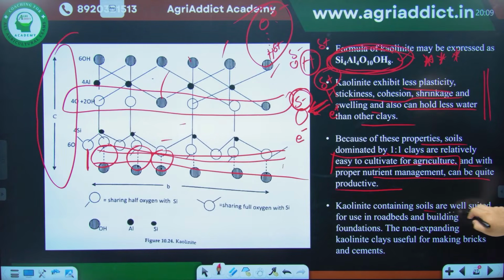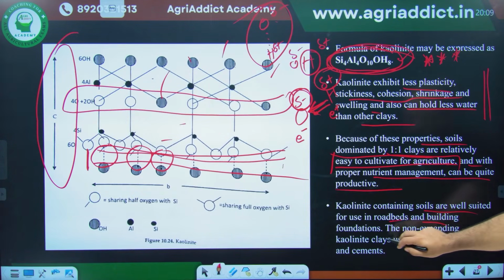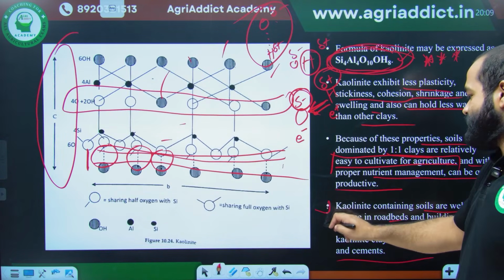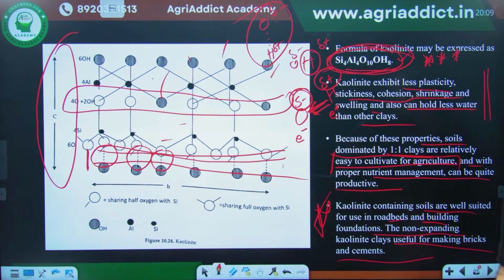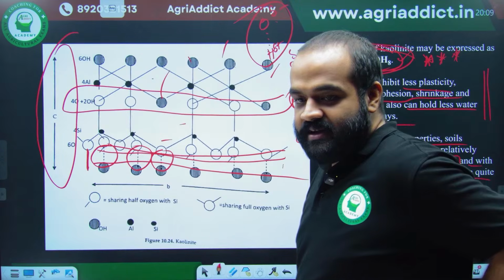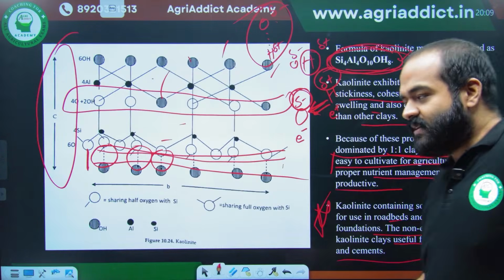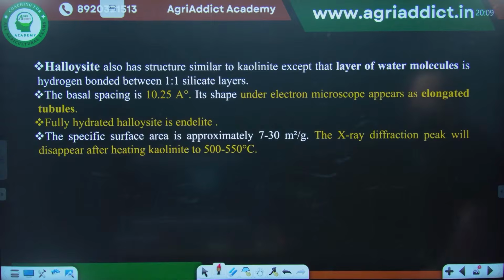Kaolinite containing soils are well suited for use in roadbeds and building foundations. The non-expanding kaolinite clay is useful for making bricks and cements. This is also very important. Done. Now kaolin clay, about that we will see later and it will be discussed further.